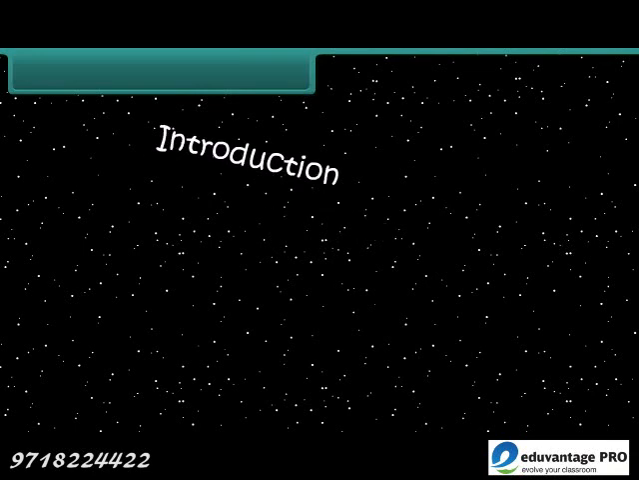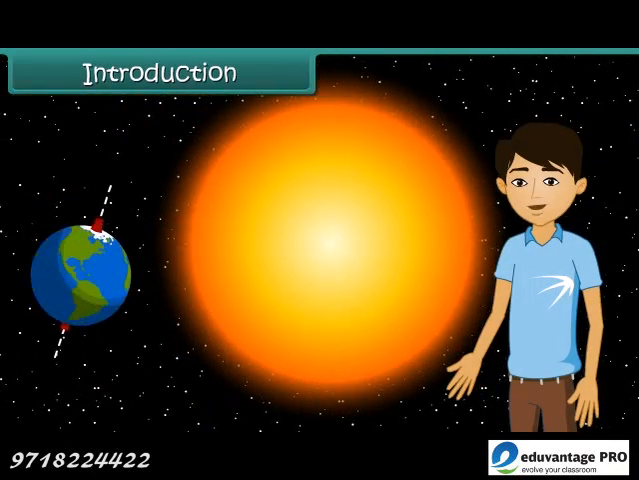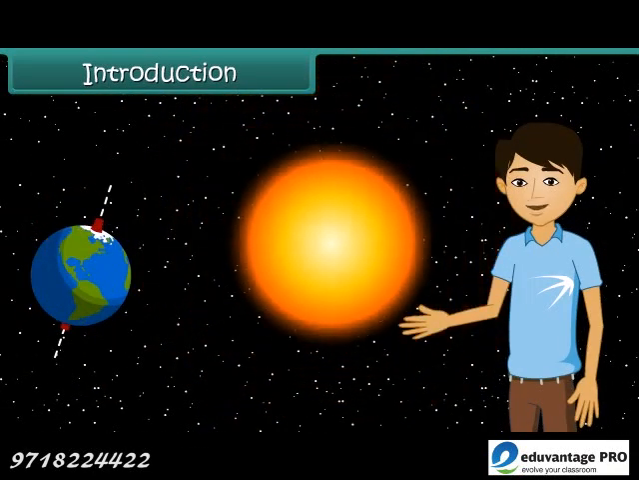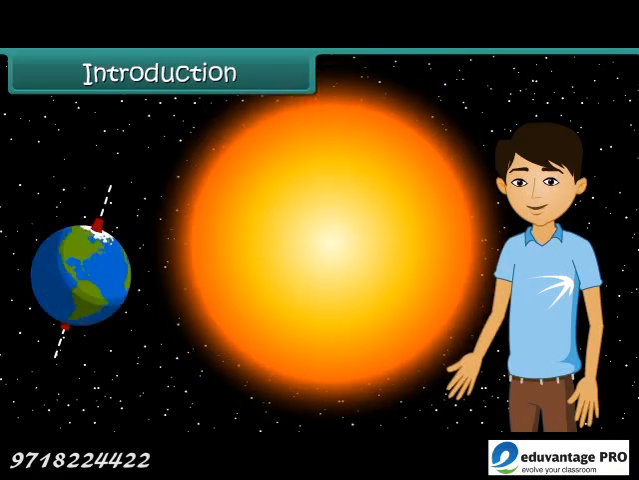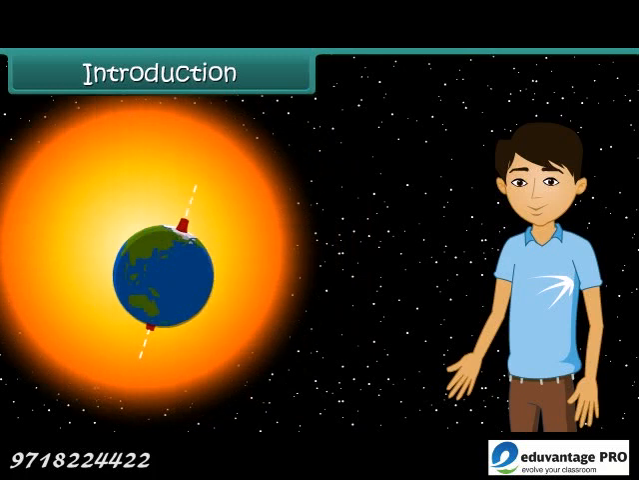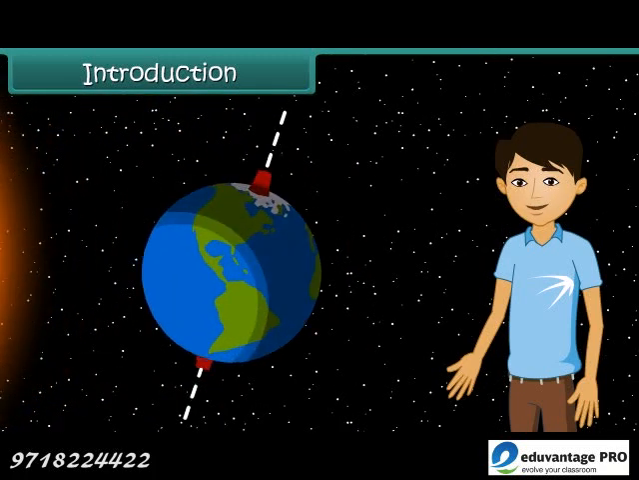Introduction. Hello students, can you imagine how cold the earth would be if there were no sun? The sun is the earth's main source of heat. Only a little of the sun's heat reaches the earth. However, this is enough for life to exist on earth.